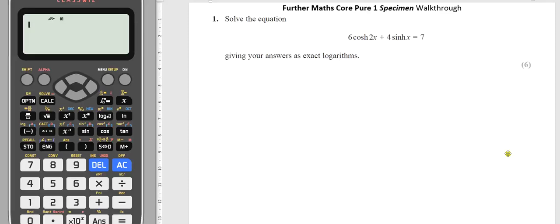Edexcel Further Maths Core Pure 1 Specimen Paper Question 1. It should be pretty clear from a quick glance that this question involves hyperbolic functions, and the first thing you might be thinking is, what are the definitions of the hyperbolic functions?